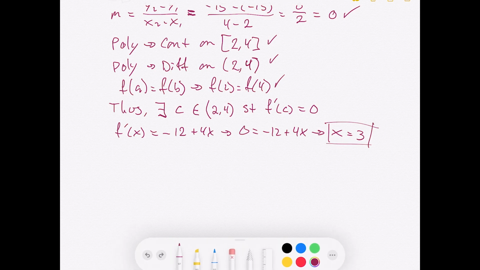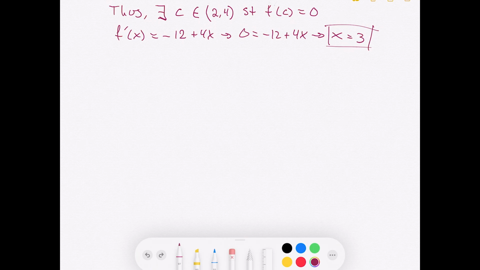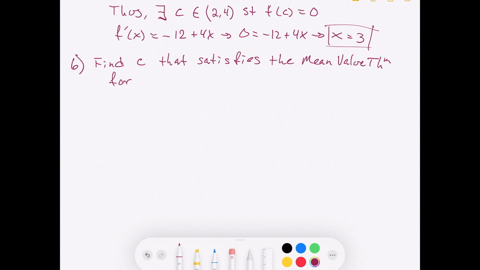All right, let's look at another question. From my homework set, this was number 6, and let me write down the question quickly for you. This question wants us to find a c value that satisfies the mean value theorem given our function f of x equals the square root of x on the closed interval from 0 to 16.